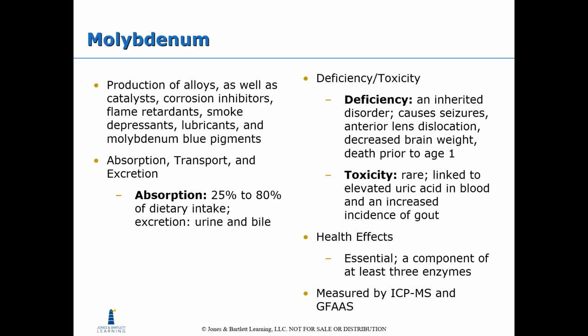Molybdenum: production of alloys as well as catalysts, corrosion inhibitors, flame retardants, smoke depressants, lubricants, and molybdenum blue pigments. Absorption, transport, and excretion. Absorption, 25 to 80% of dietary intake. Excretion, urine and bile. Deficiency, an inherited disorder, causes seizures, anterior lens dislocation, decreased brain weight, and death prior to age 1. Toxicity is rare. It's linked to elevated uric acid in the blood and increased incidence of gout. It is essential and it's a component of at least 3 enzymes. It's measured by ICP-MS and GFAAS.